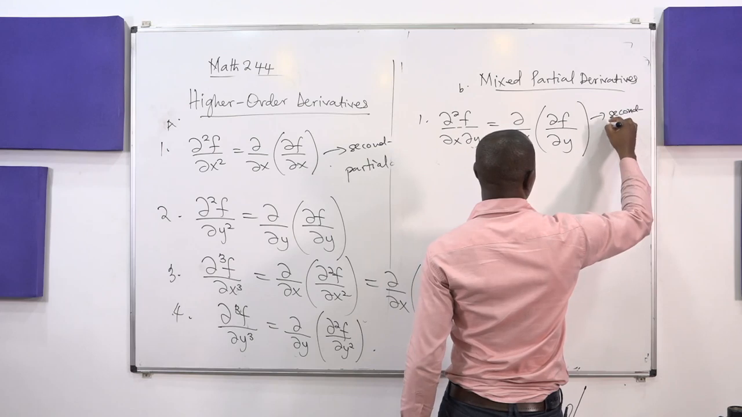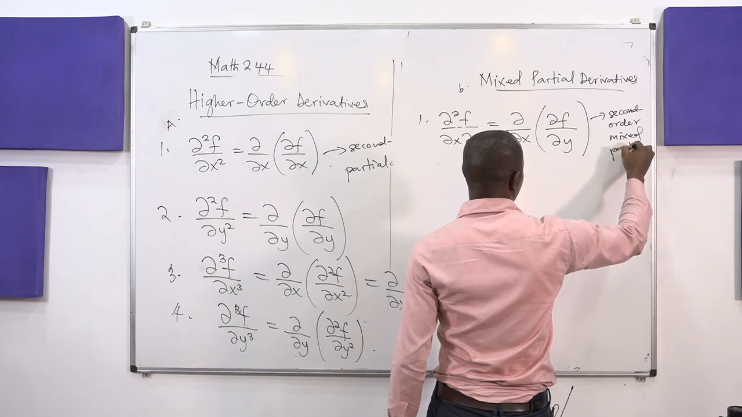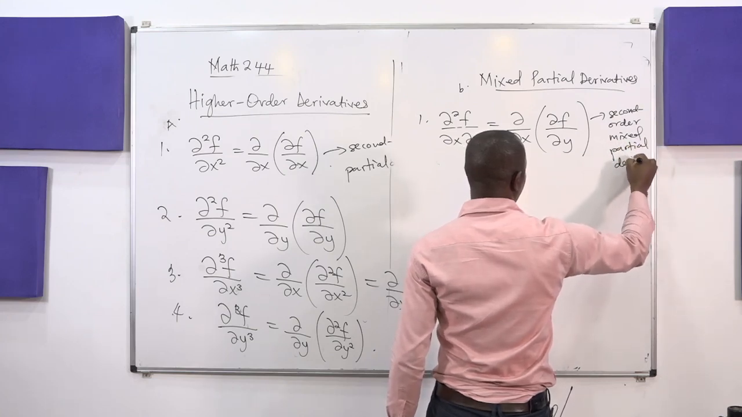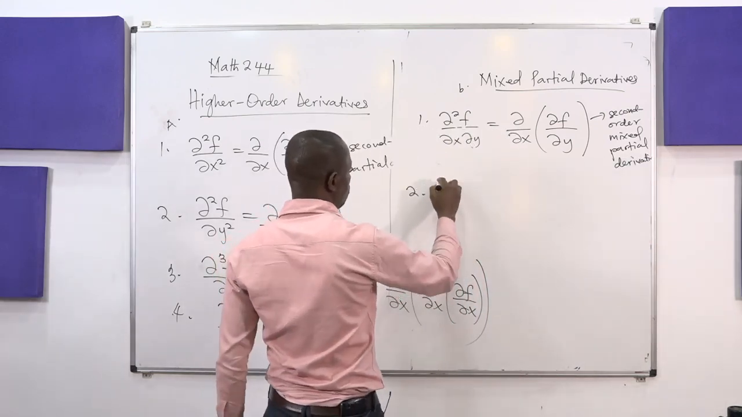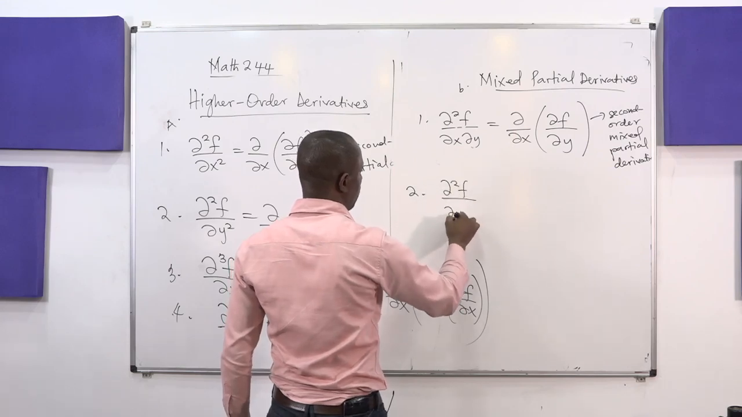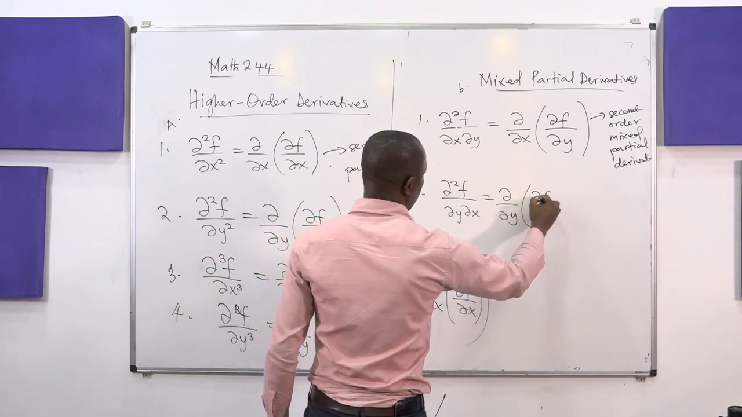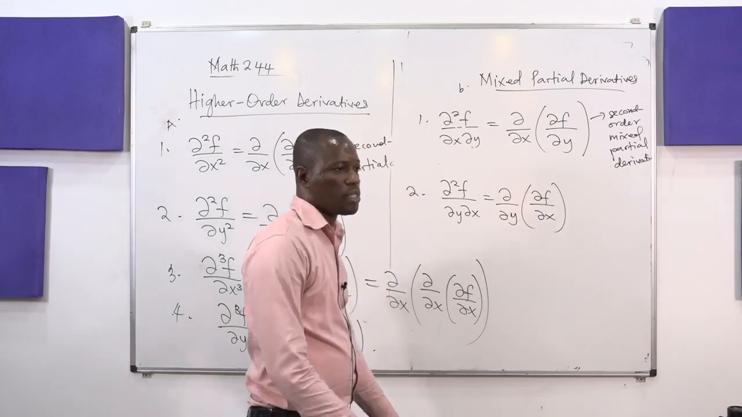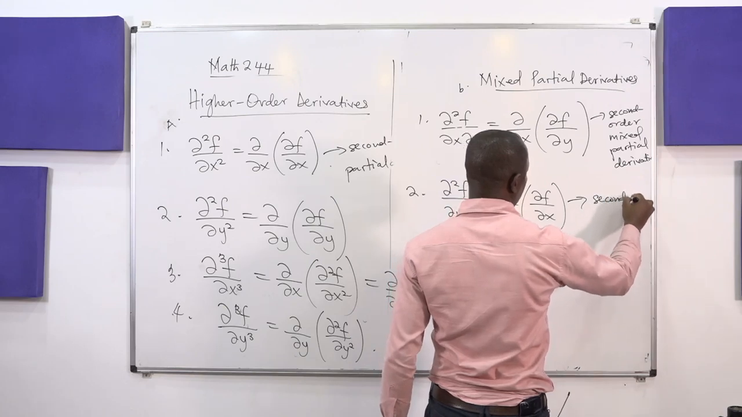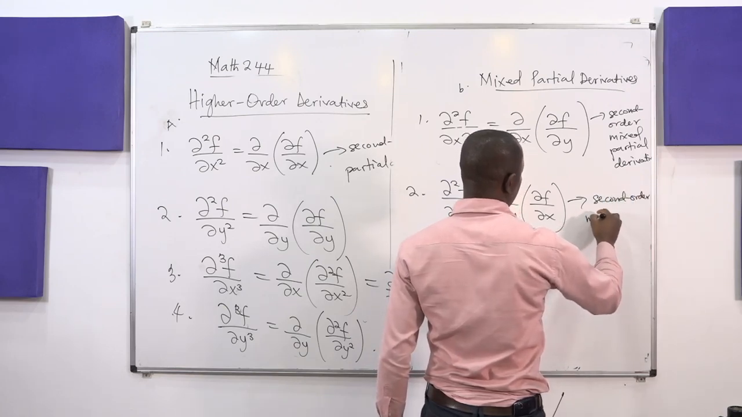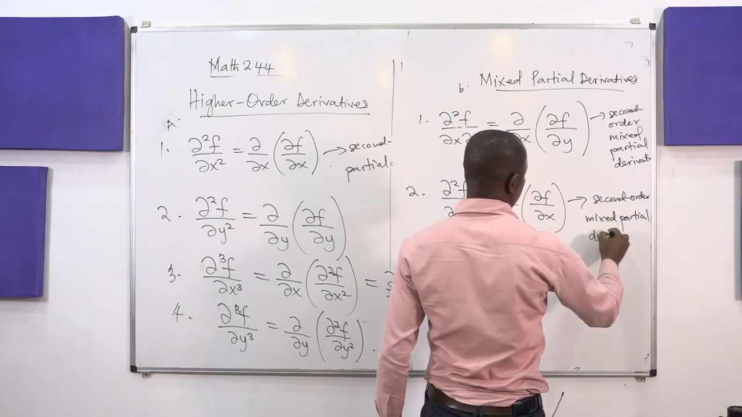Second-order mixed partial derivative. Get it? Then we have partial squared f with respect to y, x. This is del with respect to y, and del f with respect to x. And this is also a second-order mixed partial derivative. Okay?